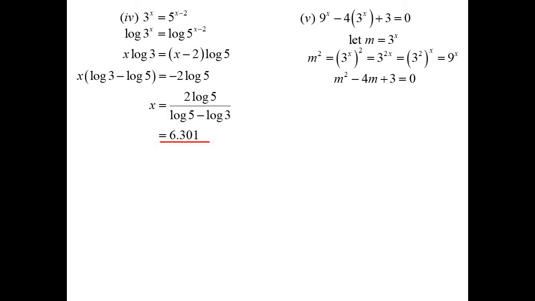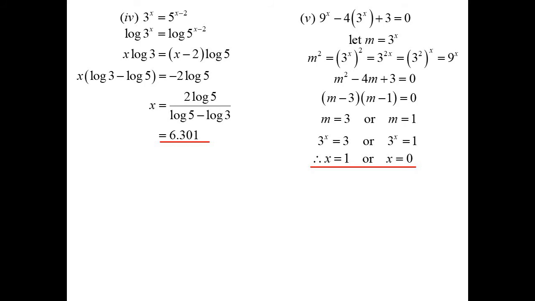So there it is: m squared minus 4m plus 3. Let's solve that, and we get 2 possibilities. m is 3 or m is 1. Now, if you do it that way, don't forget to substitute back in, because the question wasn't what is m? The question is what is x? So let's sub back in, and we get 3 to the power of x is 3. Oh, that's nice and easy. x must be 1. And 3 to the power of x is 1. x must be 0. Anything to the power of 0 is 1. So we get x equals 1 or x equals 0.